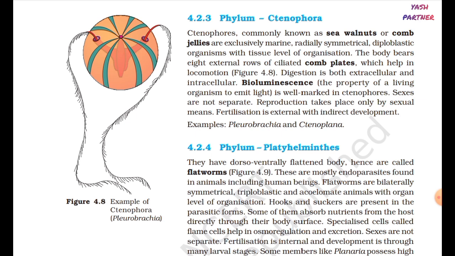Sexes are not separate. Reproduction takes place only by sexual means. Fertilization is external with indirect development. Example: Pleurobrachia and Ctenoplana.